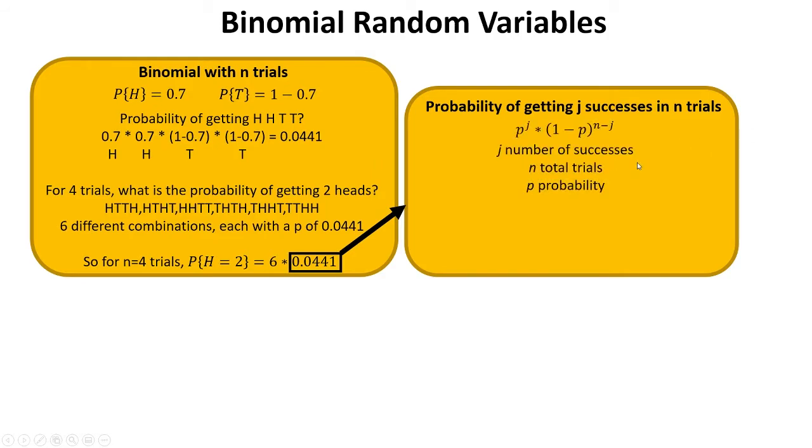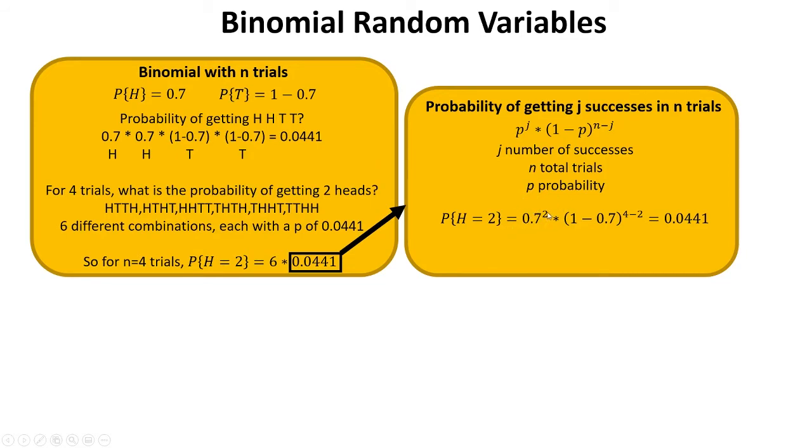So if j is the number of successes, n is the number of trials, and p is the probability, and we're looking at this problem we had before, right? The probability is 0.7 of flipping a heads. The number of successes that we are looking for is j, and so that ends up being 2 because we want 2 heads. And then the number of trials is 4 because we are doing 4 total flips. And so we need to get at least 2 heads.